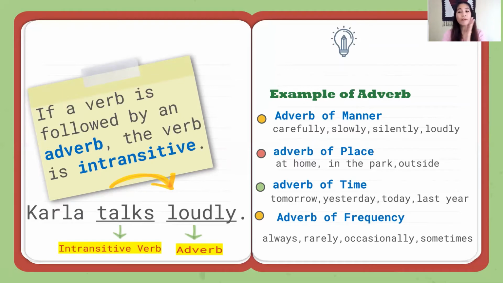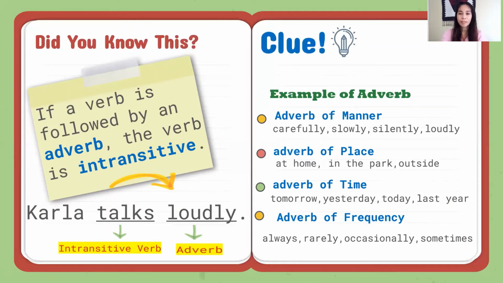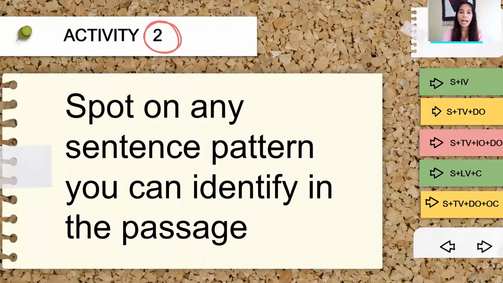So if your verb follows these words, the examples of adverbs, then you will know that in the sentence the sentence pattern is SIV. It does not have a direct object. Okay? So these are your clues.